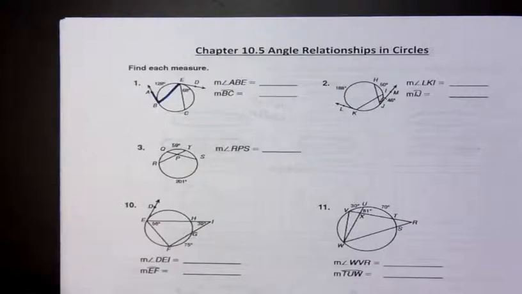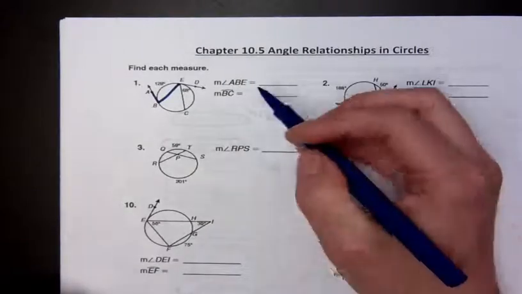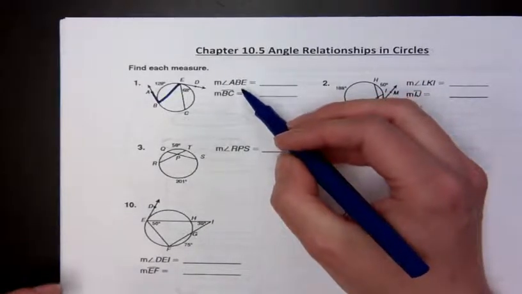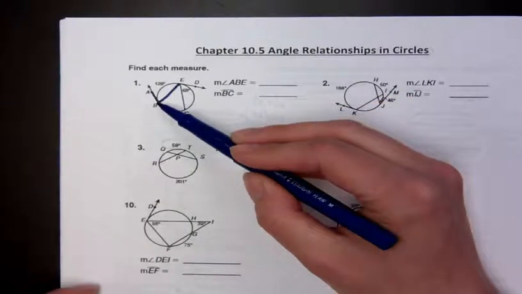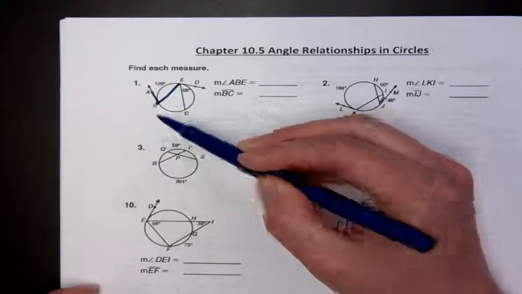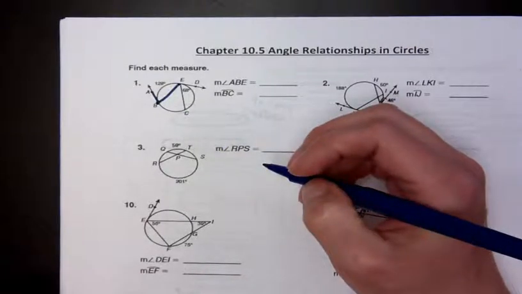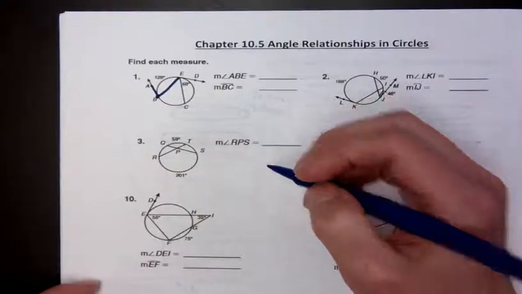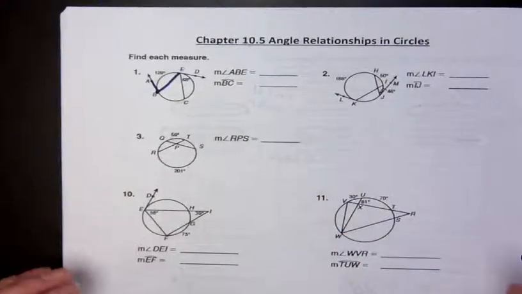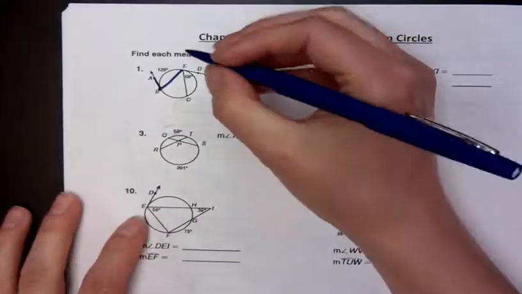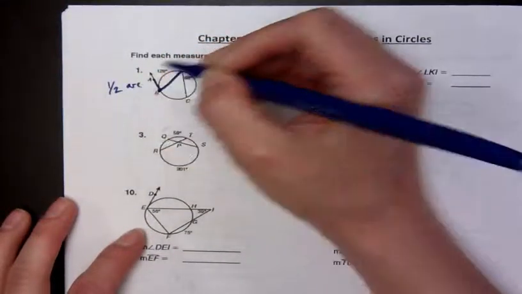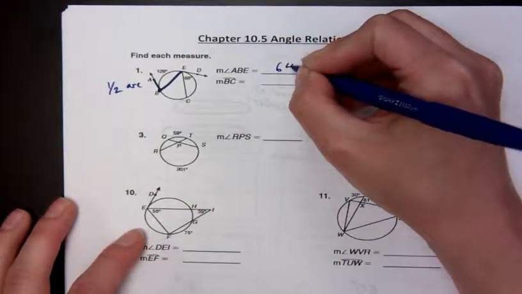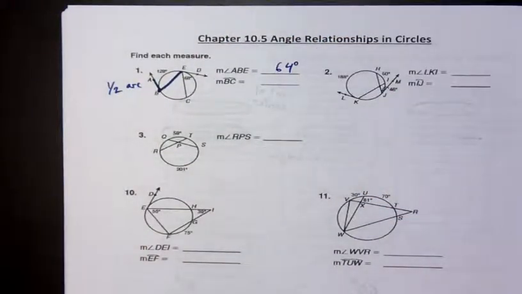So it wants me to find the measure of angle ABE. What's my rule for ABE related to that 128? So the vertex is on the circle, you're right, because B is the vertex. It's on the circle, so it's just half. Half of 128. 64. Yeah, so 64. Yes, Claire did say it first.